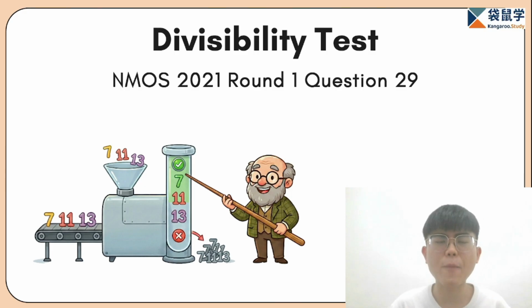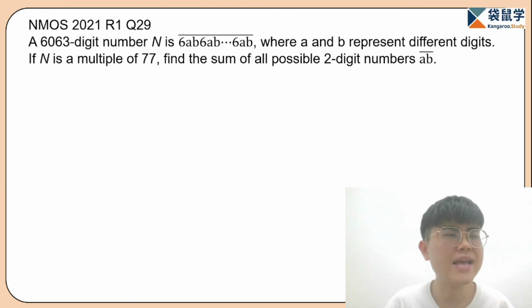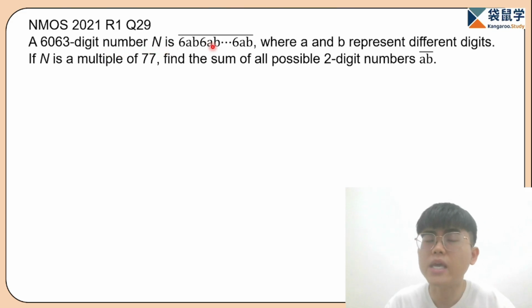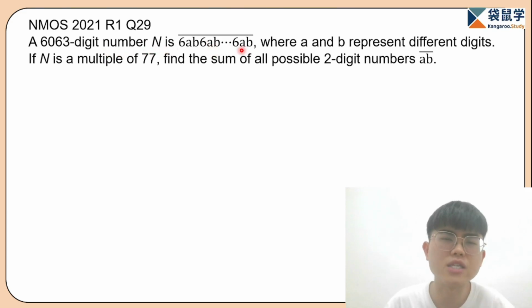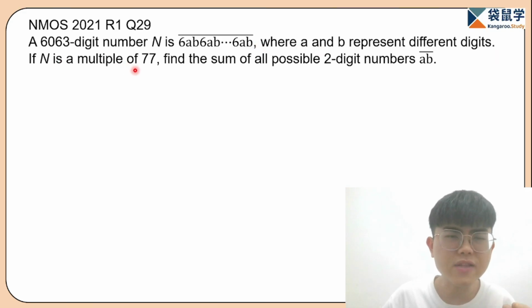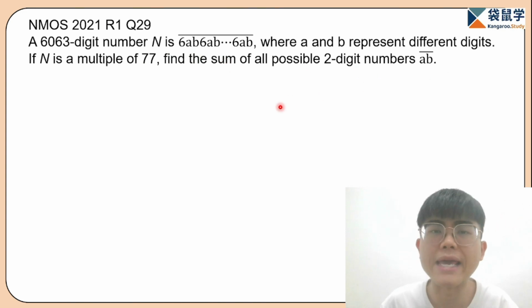Today, I would like to talk about a past year question from NMOS 2021, which is about the divisibility test. Now everyone, let's have a look. From this question, we have a 6-digit number, 6AB, repeating, and another 6AB. A and B represent different digits. If n is a multiple of 77, find the sum of all possible two-digit numbers AB.